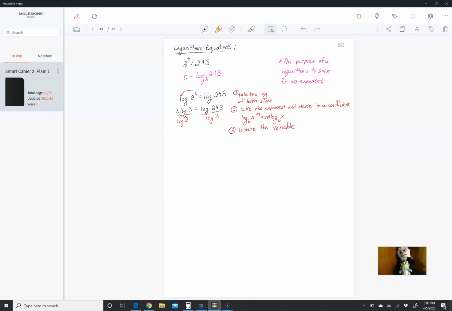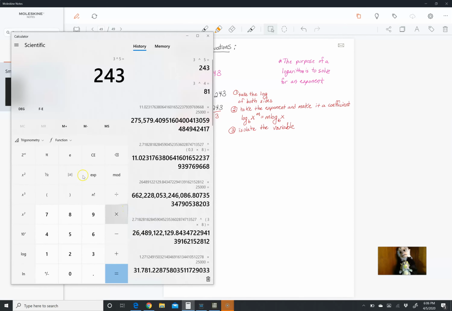The log of 3 is going to cancel on this side. And now we could go into our calculator and we can solve. In some calculators, you have to type in the number first, and then you press log. In this particular one, and I think in the TI-30X, you could just type log and then the number.